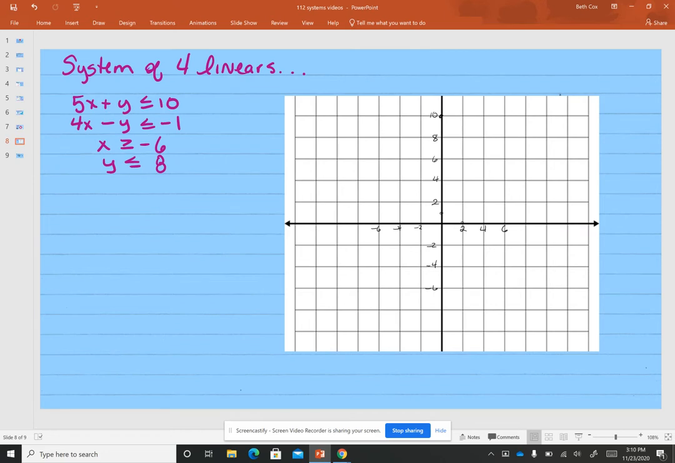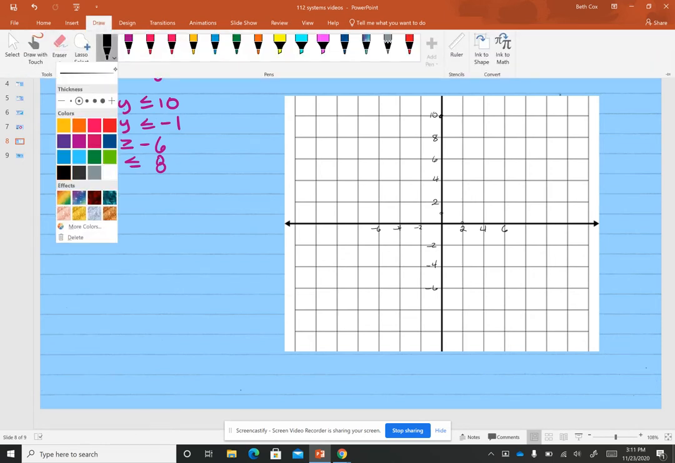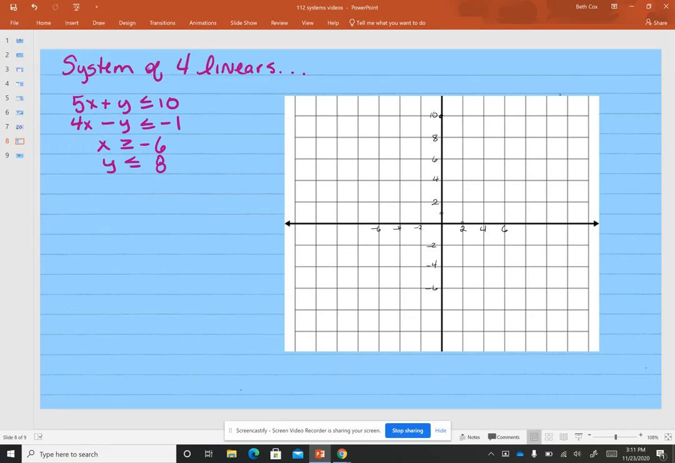But this is a system of 4 linears. These are 4 lines. And if you're not familiar with graphing lines, or it's been a long time, feel free to contact me and get a tutoring session in. Okay, so we've got 4 lines here, and you're thinking, how do I know they're lines? Well, there's no squares. There's no powers. When you have no powers, then you know you're dealing with lines.